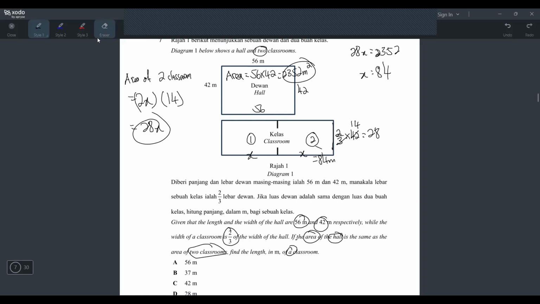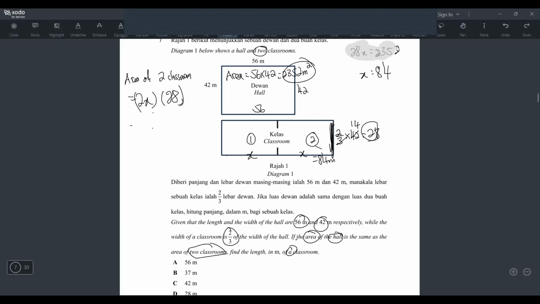Oh, I know already. This one I put wrong already. So this one, this one is not 14 lah. This one is 28, right? Because area of 2 classrooms means what? The base times the height. The base is 2x, correct lah. But this height is 28 ma. I also wrote 28 already, but for some reason I went and put 14 here. That's why I was wrong. So it means this one a bit salah already, and then this one also salah already. Okay, this one also salah already.